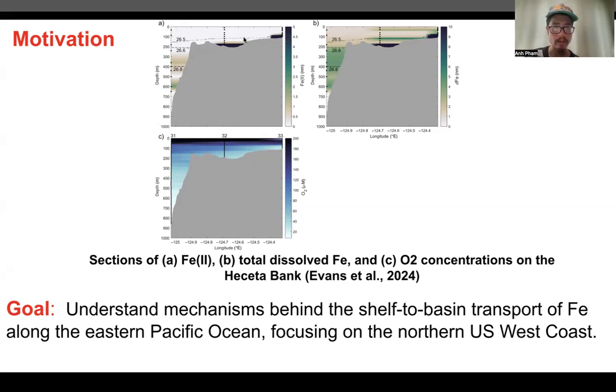So our goal here is to understand the mechanisms behind the shelf-to-basin transport of iron along the Eastern Pacific Ocean. But in this study, we're just going to focus on the northern US West Coast, because that's where we have data and observations coming from our collaborators.